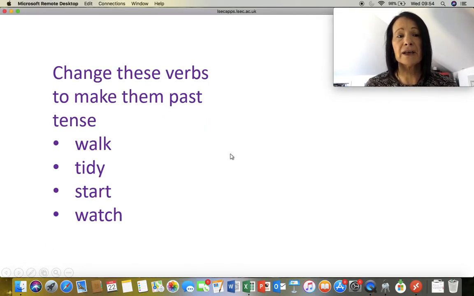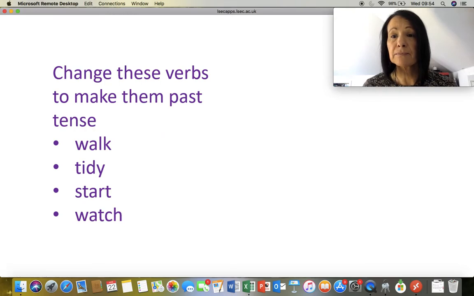Okay, the first thing I'd like you to do is to look at these words. And these words are called verbs. They are action words. And I would like you to make them past tense.